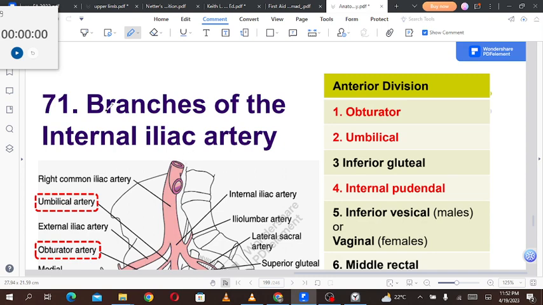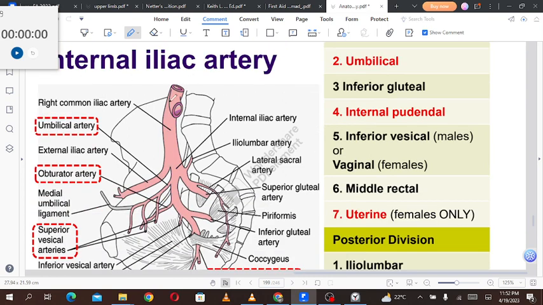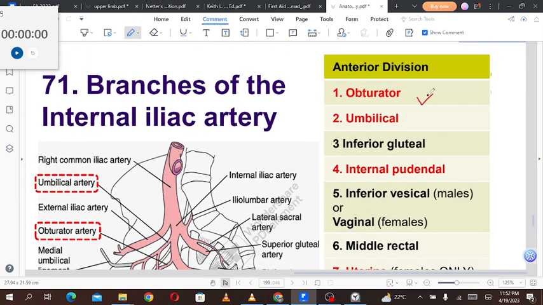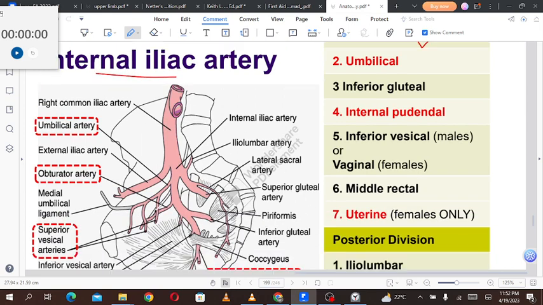Moving forward, we are talking about the branches of the internal iliac artery. These are some branches. Number one is the obturator artery. Where is the obturator? Here we have the obturator artery, like this one. Then number two is the umbilical artery. The umbilical artery is also a branch. Then we have the inferior gluteal artery.